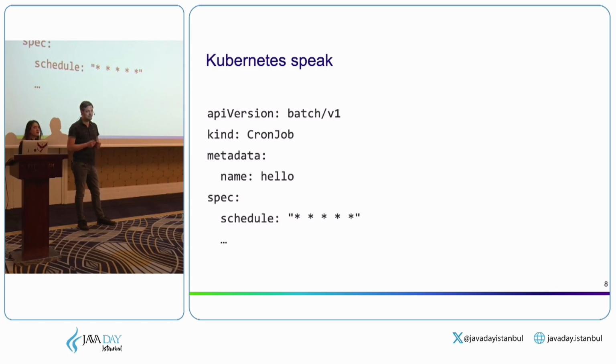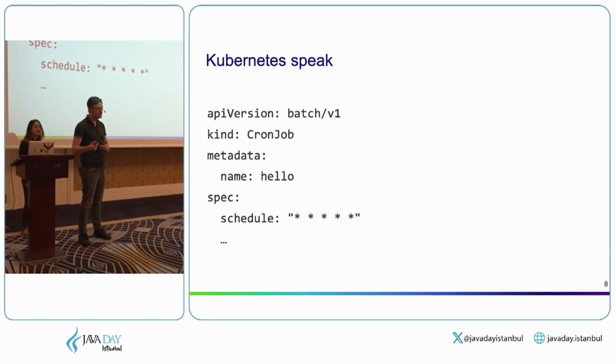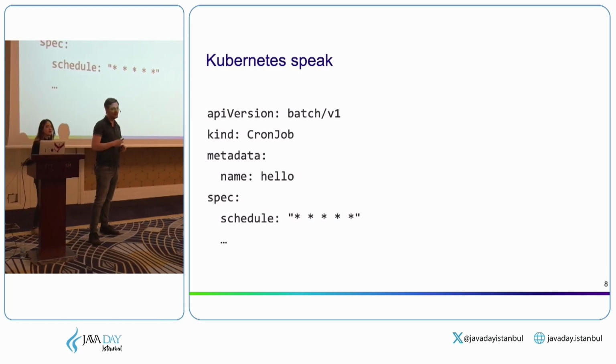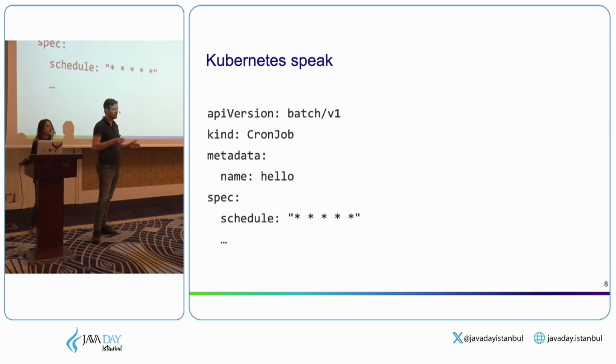Then we have some metadata. Kubernetes uses this to store it under the correct name in etcd. And underneath, we have the spec, which contains a configuration for our specific controller, in our case, CronJob.